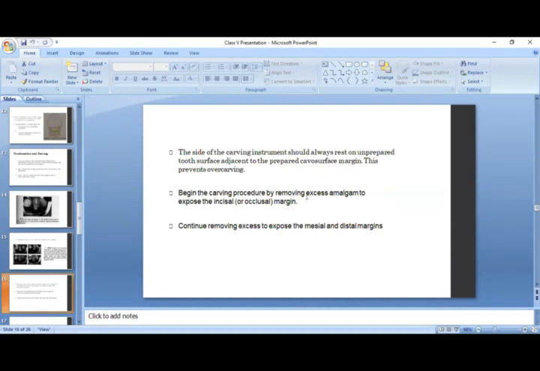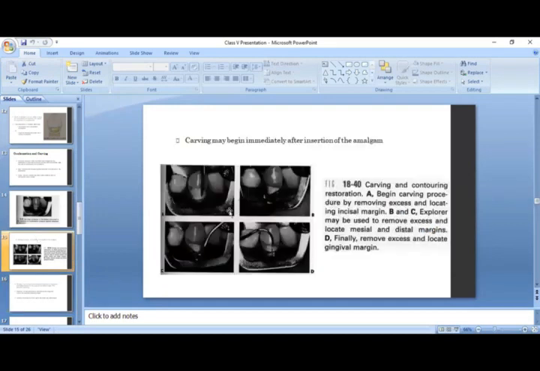Begin the carving process by removing excess material to expose the incisal margin. Continue removing excess to expose the mesial and distal margins. What is basically meant by exposing the mesial and distal margins? You can easily visualize that this is the mesial wall and this is the distal wall. Here they clearly remove most of the excess of the restorative material.